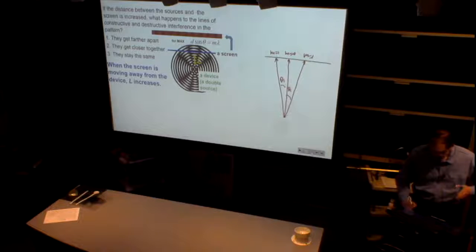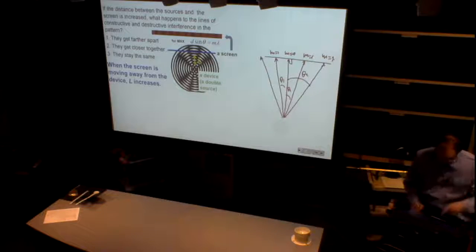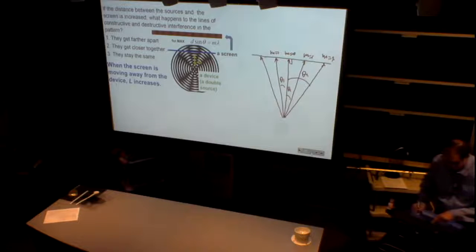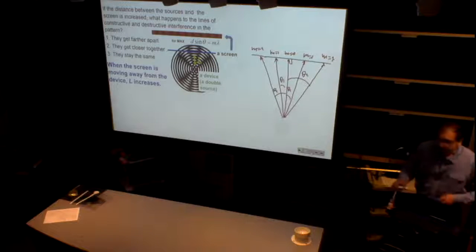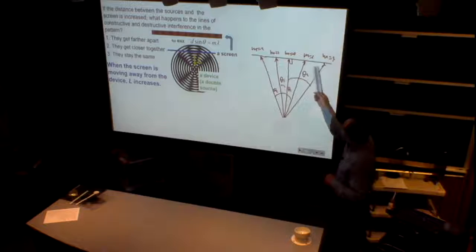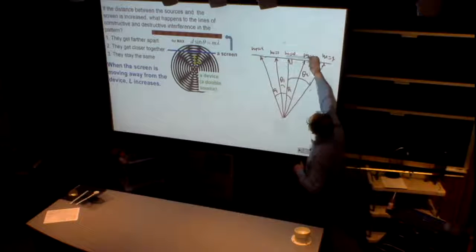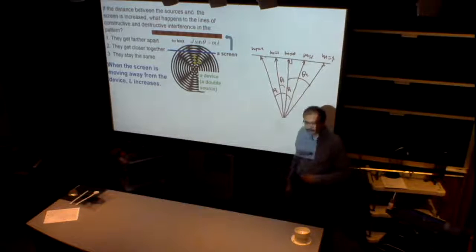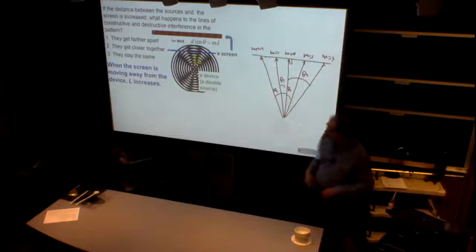And of course, this is theta 2. All those angles are measured from the middle line, which is perpendicular to the screen, m equals 2. And on another side, well, m equals 2, theta 2. And what's going to happen to these bright spots if the screen is being moved out away, farther away from the source?